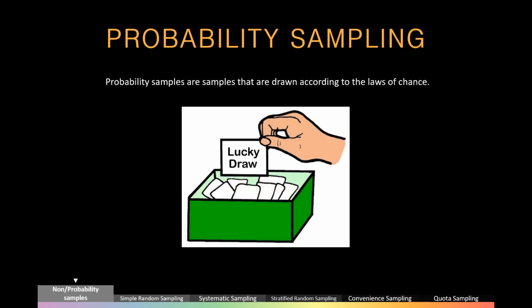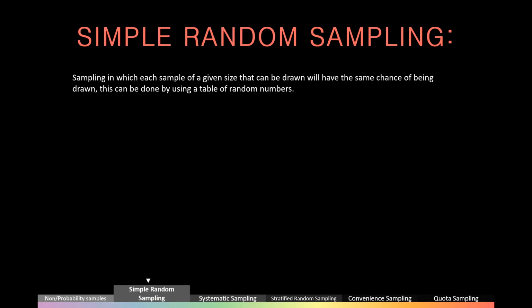Now, as we said before, probability samples are samples that are drawn according to the laws of chance. To understand this, think of a hat or a box that contains numbers or names, whatever it may be, and you are picking these numbers or names, so you're doing a lucky draw. Simple random sampling is sampling in which each sample of a given size that can be drawn will have the same chance of being drawn.